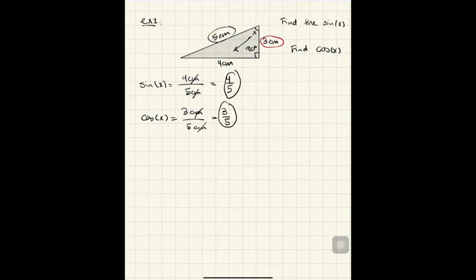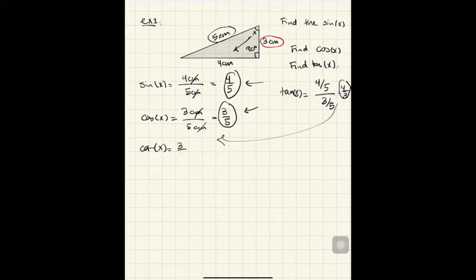Okay, that's it. If they tell us find tan of x, I'm going to say what I can see, what I cannot see, right? So tan of x is what I can see, 4 divided by 5, divided by 3 divided by 5. Okay, that just gives me 4 over 3. All right, find cotan of x. Cotan of x is basically the inverse of my tan. So instead of 4 over 3, I'm going to write 3 divided by 4. Make sense? Okay, good.